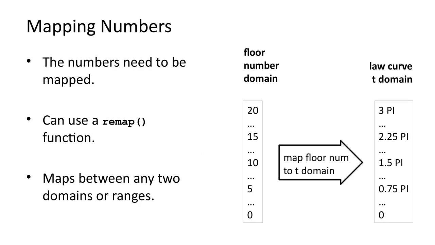A mapping function can be used in order to map numbers between domains or ranges. Such mapping functions are straightforward to implement, but are available in most programming languages. So we won't look at the internal implementation. Instead, we will just assume that such a function is available. We will use a function called remap.